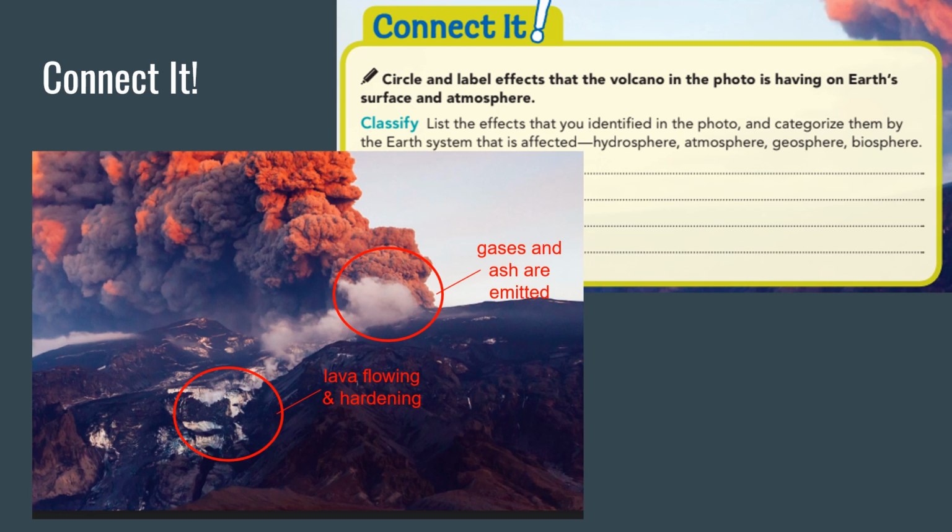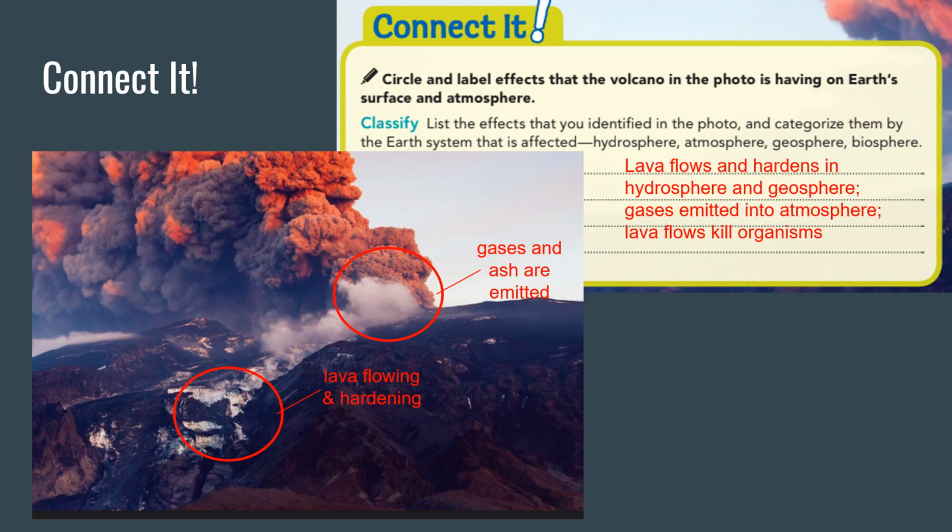Now that we've done that, let's list the effects that you identified in the photo and categorize them by the Earth system that is affected: hydrosphere, atmosphere, geosphere, biosphere. So, lava flows and hardens in hydrosphere and geosphere. Gases are emitted into the atmosphere, and lava flows kill organisms, which are, of course, in the biosphere.